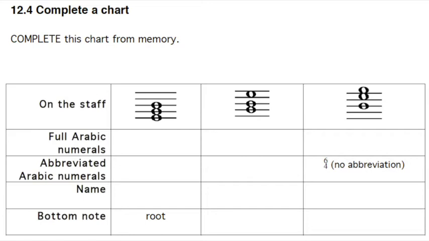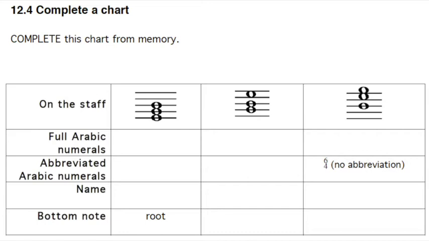So we are now on page 40. Complete this chart from memory. Now you'll remember at the end of the first lesson there were things you had to memorize. So please try and complete this without going back and checking. On the staff, they have those 3 examples, E G B, G B E, and B E G. I'm reading them from the bottom up.